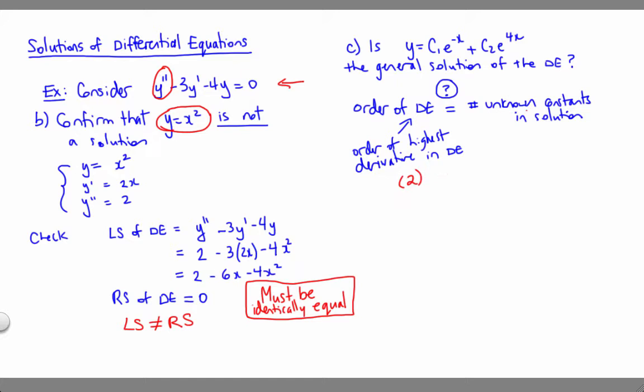Now let's compare that to the number of unknown constants in the solution. So here's our solution. The unknown constants are C1 and C2, so the number of unknown constants is 2. So we're asking, is the order equal to the number of unknown constants? Yes. So the answer to the question, is this the general solution of the DE? Yes, it is. We have the correct number of unknown constants in the solution. That number matches the order of the highest derivative.